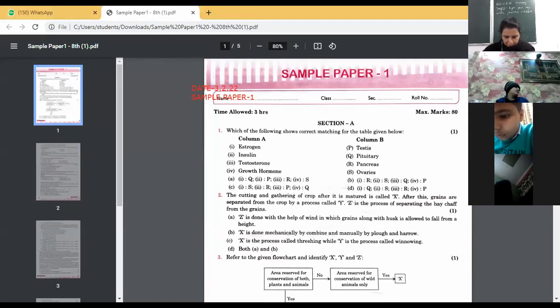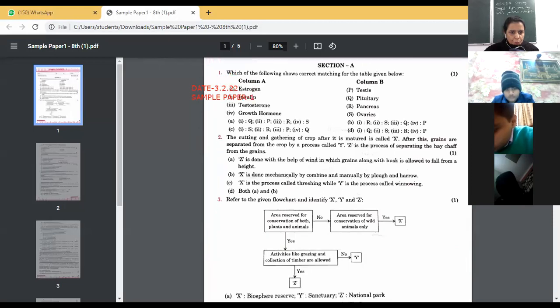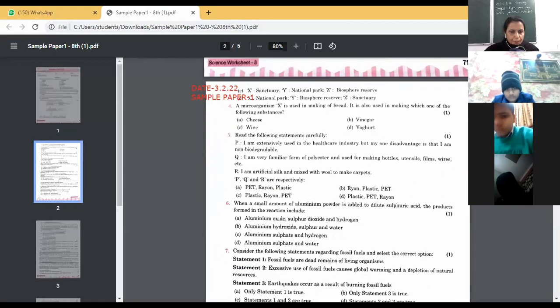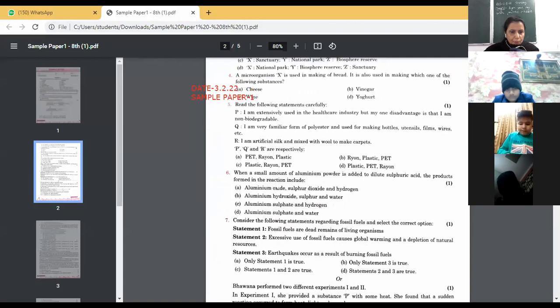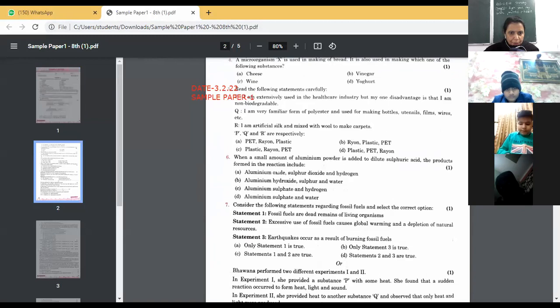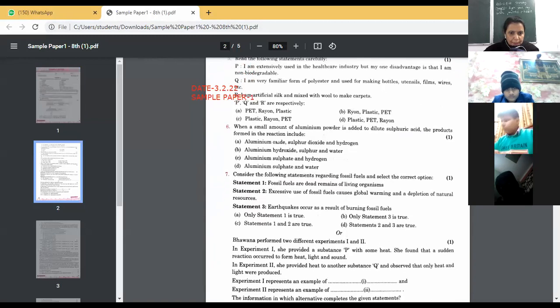Today, after completing our chapter as well as the worksheets, we'll be continuing with the sample papers which are given at the end of the workbook. So we'll be doing the questions which are there in the syllabus. We had seen that questions number 1, 2, 3, 4, 5 are from the chapters which are not coming in the syllabus, so we won't be doing them. Let's start with question number 6.